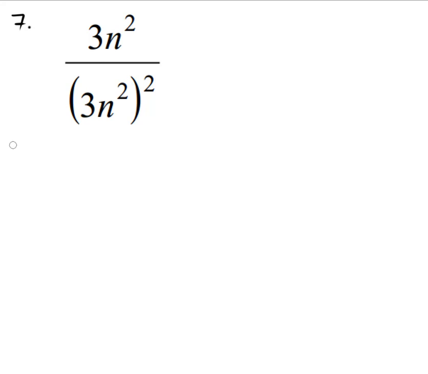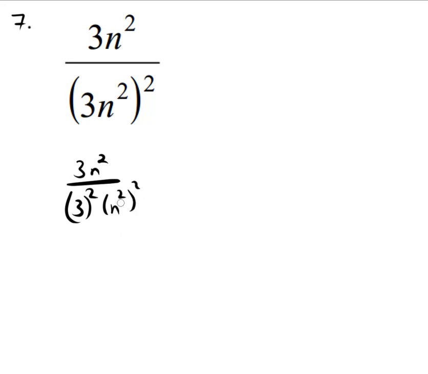So what we have here, we apply the zero exponent rule. There are no zero exponents. We apply the power to a power rule, and I end up with 3n squared on top, which doesn't change, but on the bottom I end up with 3 squared, and then I have n squared squared.